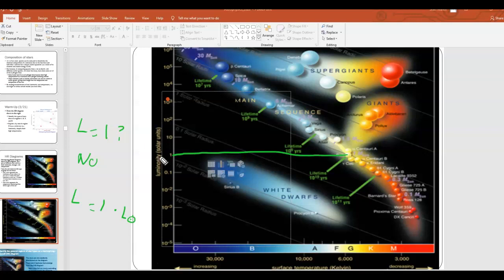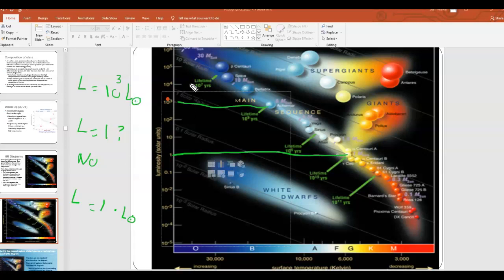And so on the y-axis, we have these numbers. These are in terms of our sun's luminosity. So for example, the star right here doesn't have a luminosity of 10 to the 3, but this star right here would have a luminosity of 10 to the 3 times the luminosity of our sun.